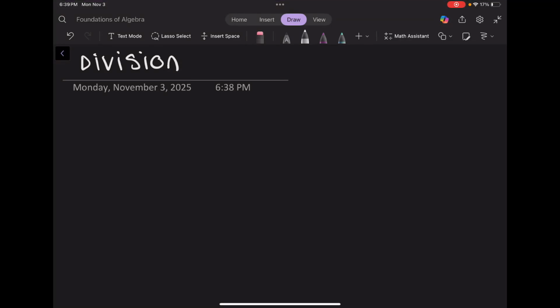So at its core, division is multiplication in reverse. Every division problem hides a multiplication problem. Let's take 3 times 4. This gives us 12. Now if we did 12 divided by 3, we get 4.